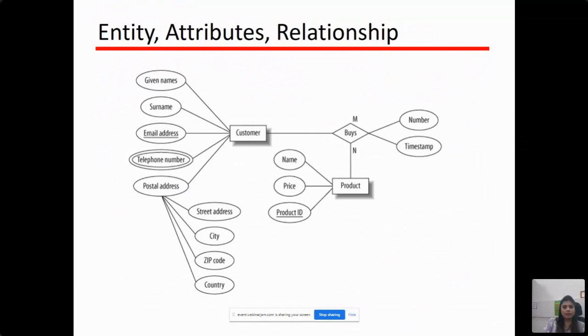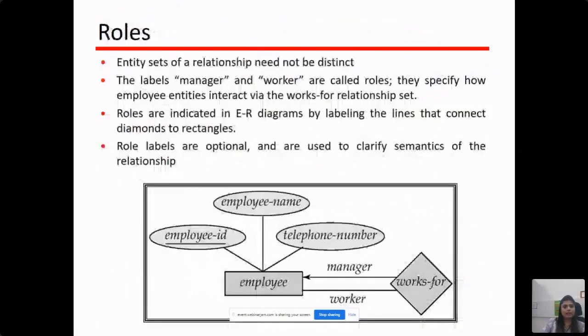And next one is the role. Role specifies the relationship and the relationship with the entity more clearly. Basically, roles specify how the entities interact via the relationship set. So in the ER diagrams, to make it more clear and more understandable, we usually write the type of role which exists between the entity and the relationship set.